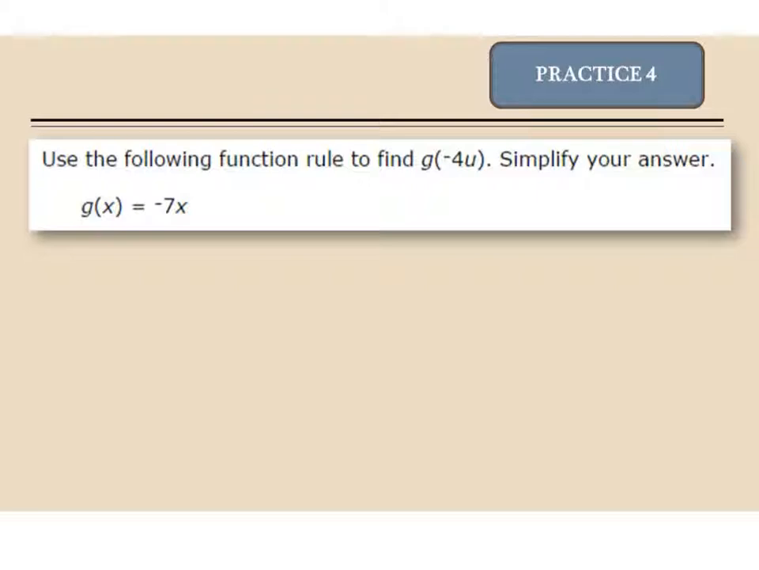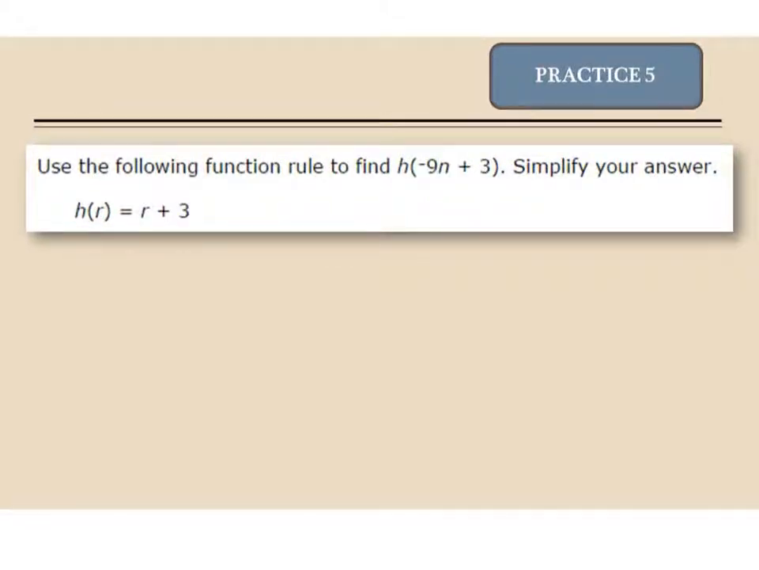Here's your practice 4. Use the following function rule to find g of negative 4u. Simplify your answer. Practice 5. Find h of negative 9n plus 3. So replace r with negative 9n plus 3. And don't forget the plus 3 afterwards.